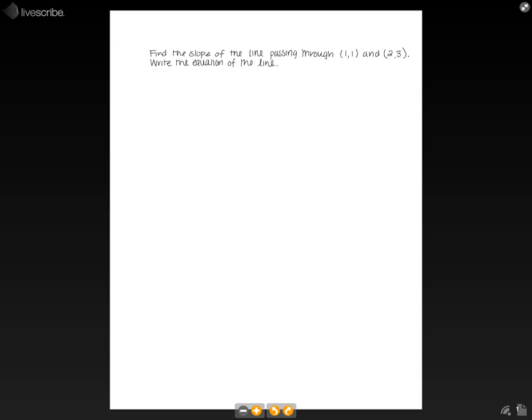Alright, so the first thing we're going to need to do is make a graph so we can see where these points are. So go ahead and sketch a plane. Alright, so now that we've sketched our plane, let's go ahead and put those points on it. So (1, 1) and (2, 3). Alright, so this is (1, 1), this is (2, 3). And if we go ahead and connect those points to make a line, we can see that this is the line we're trying to find the equation for.